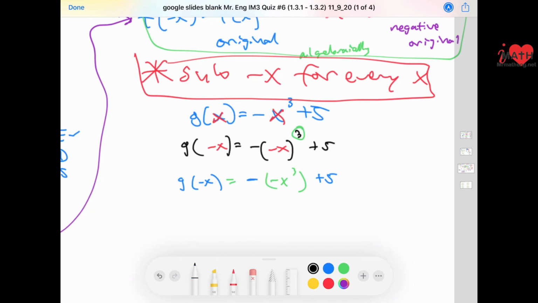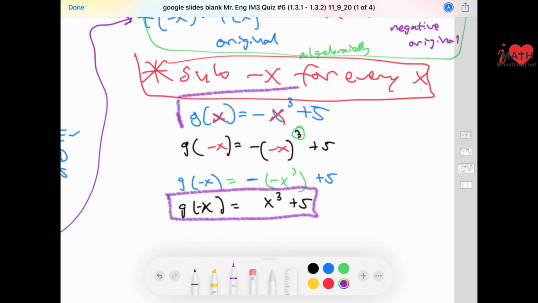Okay, let's simplify that. So we just tested it by putting in negative x. Opposite of negative x cubed is positive x cubed. Okay, here's a question. Is this the same thing as this one? Are they the same? They look the same. They both have a positive, but this one has a negative and this one does not. So this means it's not even because it's not the original.